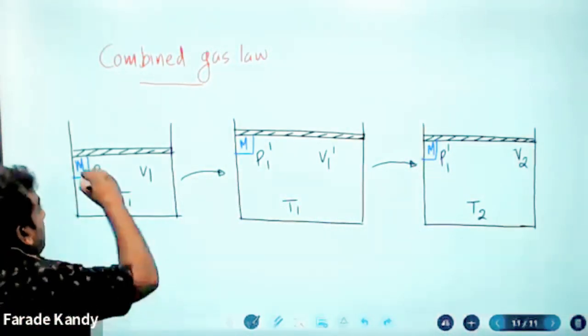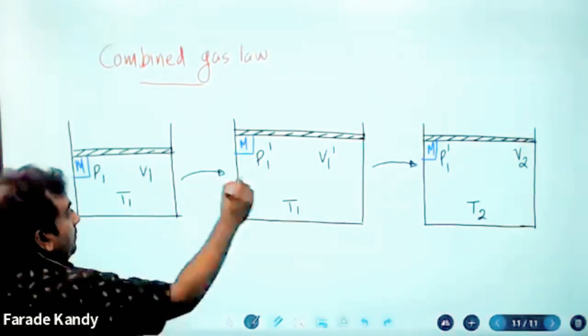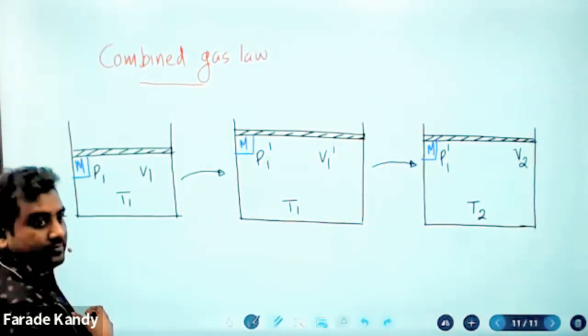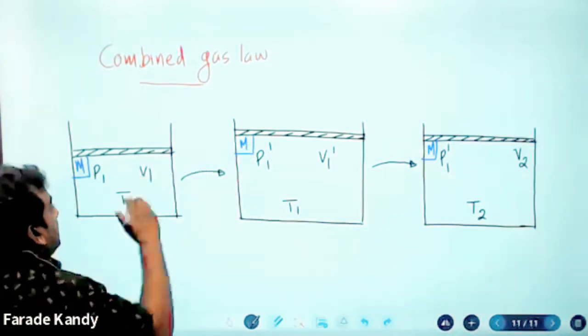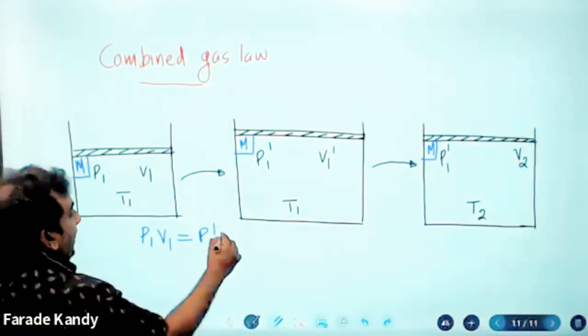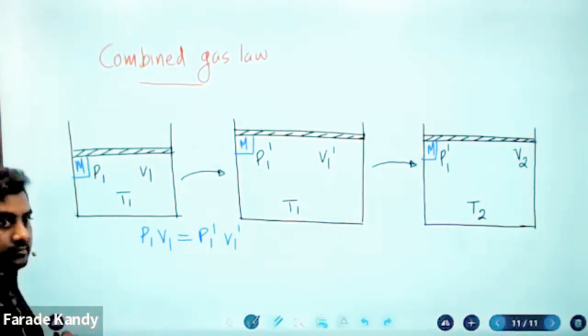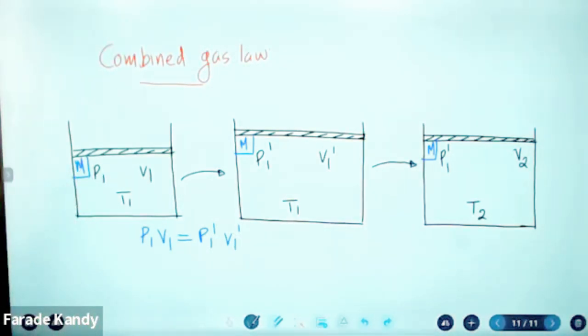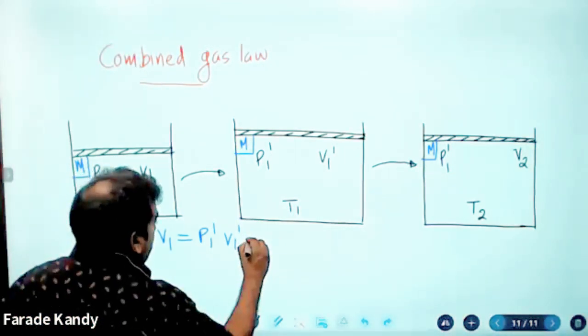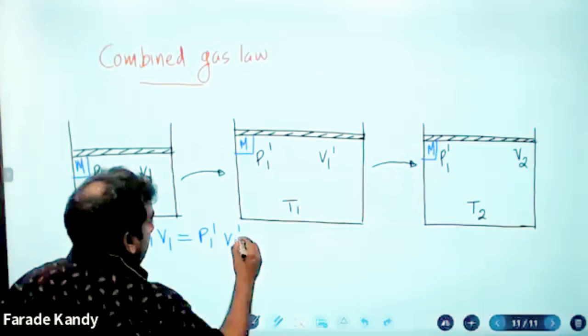Now here you can see mass is same, temperature same. So you can apply whose law? Boyle's law. So between the first and the second you can say P1 V1 equals P1 dash V1 dash. This is your equation. If you want, you can say equation number 1.